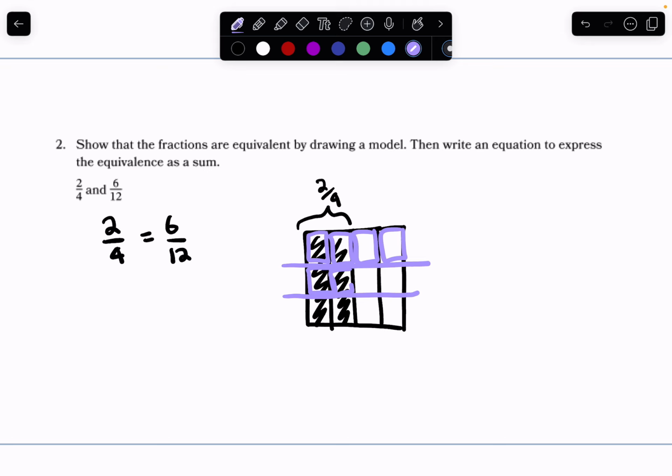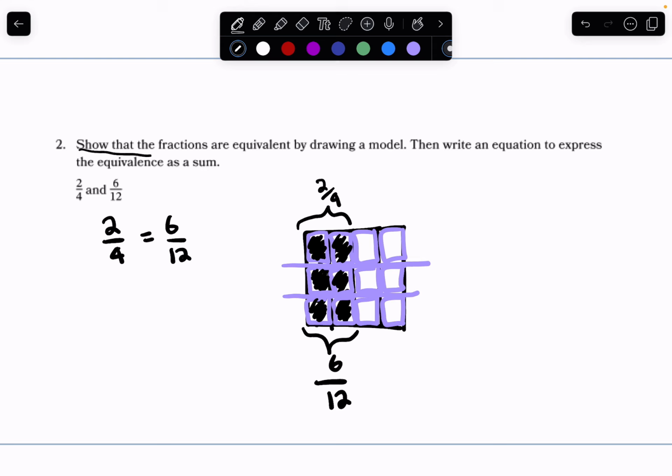I'm going to highlight those 12 parts right here. There are my 12 parts. What you need to do is label the bottom of your tape diagram to show how 6 of those are shaded in. So before we drew our purple lines, it was 2/4. After we drew our purple lines, this was broken up into 12ths, and there are now 6/12 shaded in.